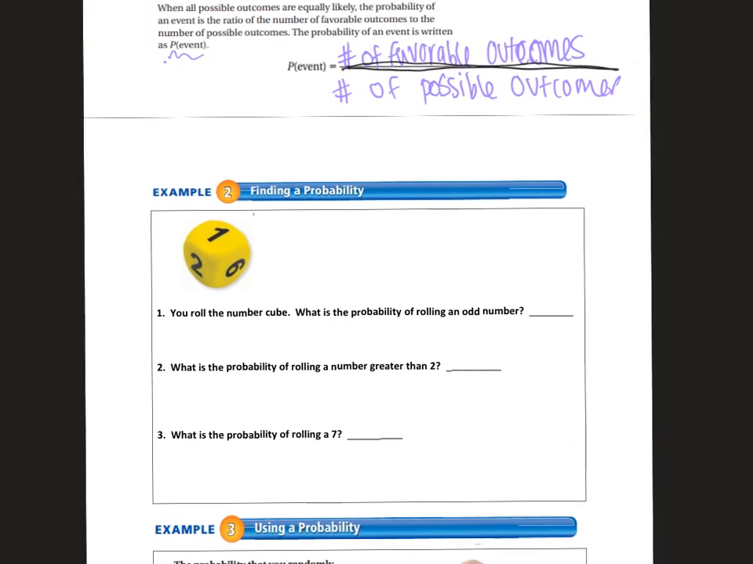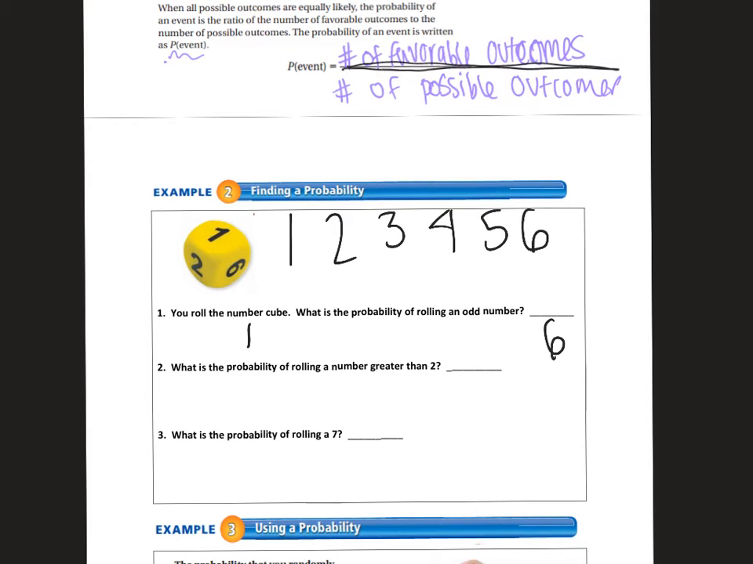You roll a number cube. What is the probability of rolling an odd number? Just to help us out, I'm going to write out all the different possible outcomes we could get. In the denominator, the number of possible outcomes, we have 6. What is the probability of rolling an odd number? Well, our odd numbers are 1, 3, and 5. So the number of favorable outcomes of getting an odd number is 3 over 6. You could reduce that by dividing both numerator and denominator by 3 and getting 1/2.